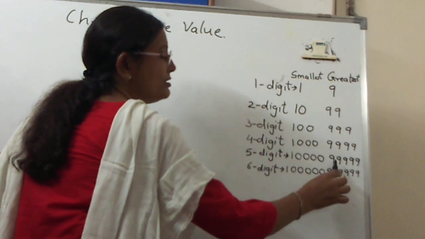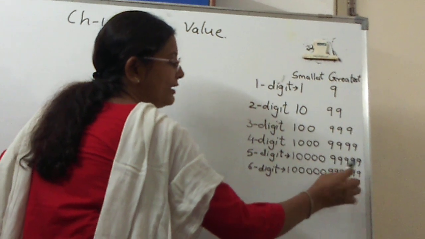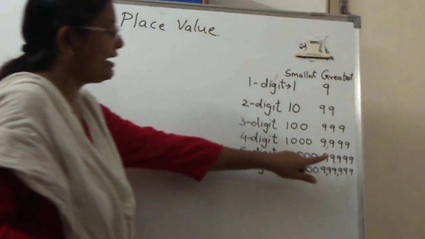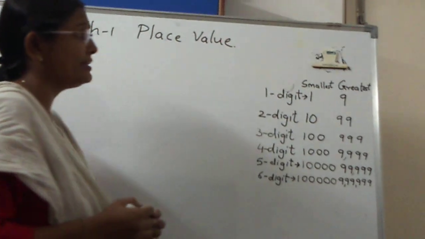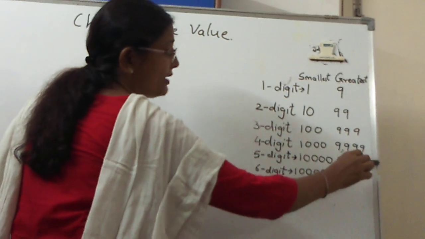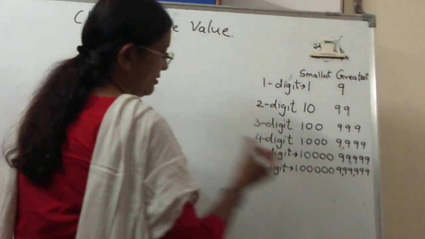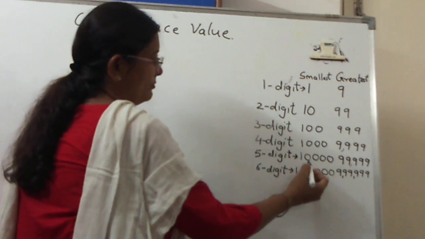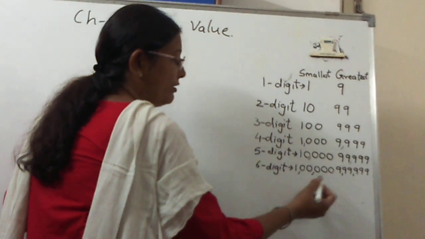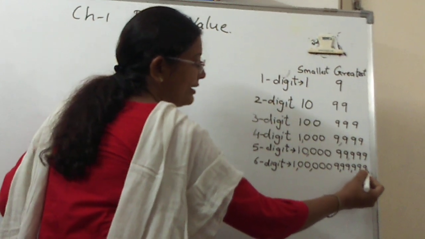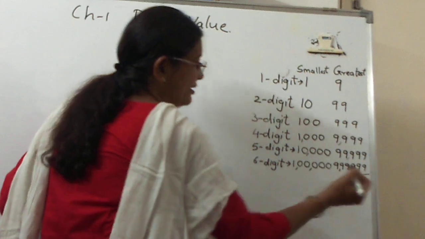Okay, and the greatest 5 digit number is 99,999. Then I will add 1 again to the greatest 5 digit number, that is 99,999 plus 1, and I will get 1 lakh. That is the smallest 6 digit number. And the greatest 6 digit number is 9,99,999. So in 4th standard we will study till here, right? 5 digit and 6 digit numbers.